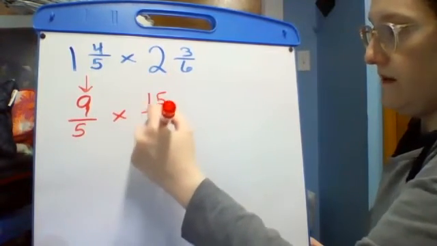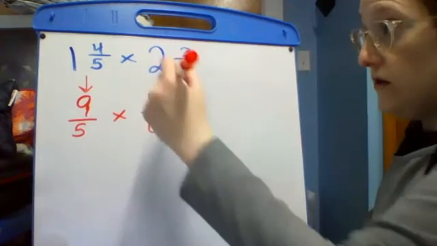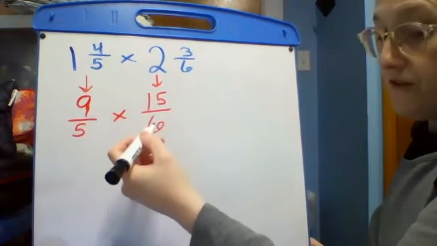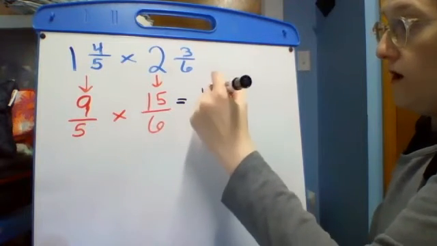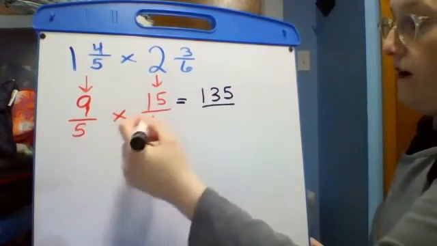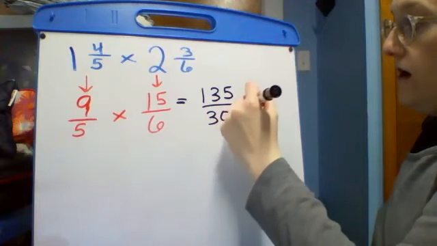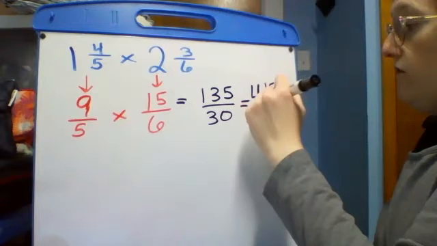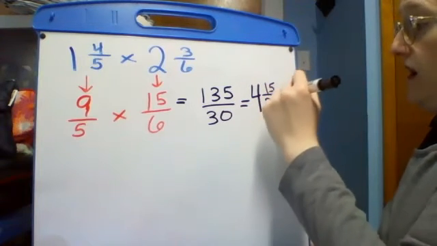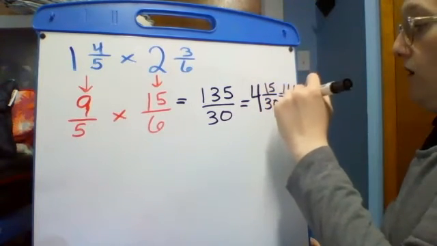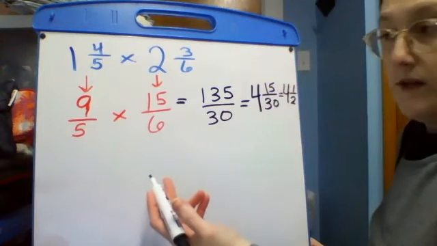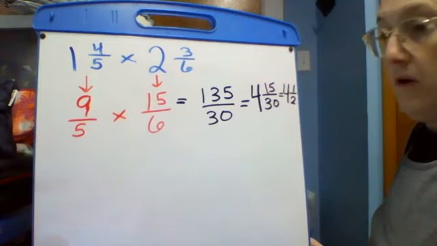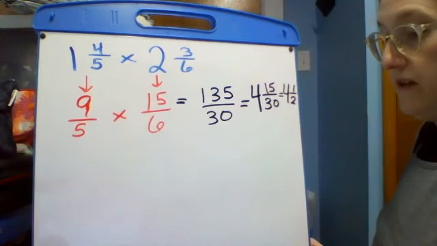15 sixths. Now you could solve as usual, multiply across: 9 times 15, and you would get 135. 5 times 6, which is 30. Then you have to simplify that, which would be 4 and 15 over 30. And then simplify that, which is 4 and 1/2. And that's fine. That's one way to solve it. I want to show you, though, another method instead of multiplying across, which some students may have seen before.